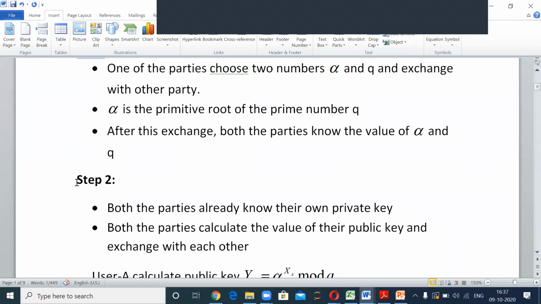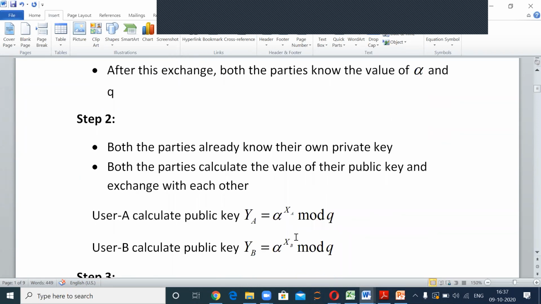The second step is that both parties have to determine their public keys. How do we choose them? The private key of user A, XA, must be less than the prime number q, and likewise XB must be less than the prime number. In this way the private keys are chosen by the sender and the receiver. After that, both parties calculate their public keys, and after calculating them, they exchange them with each other to communicate further.